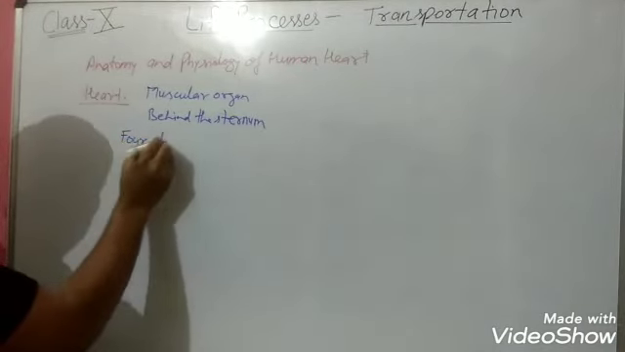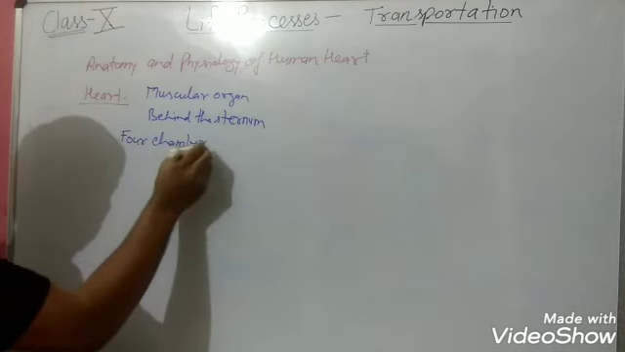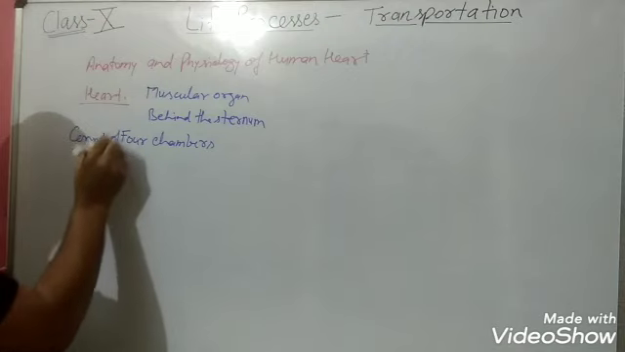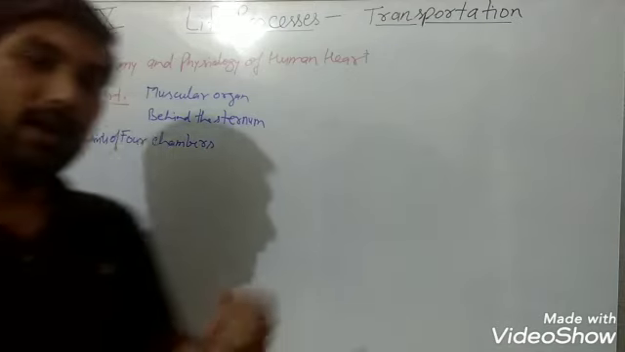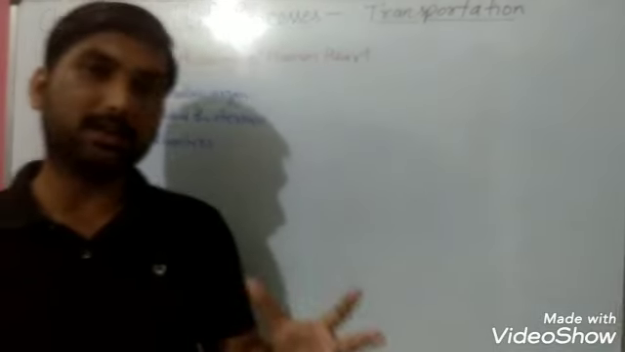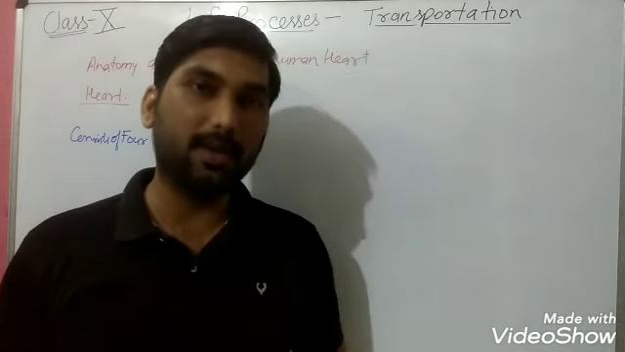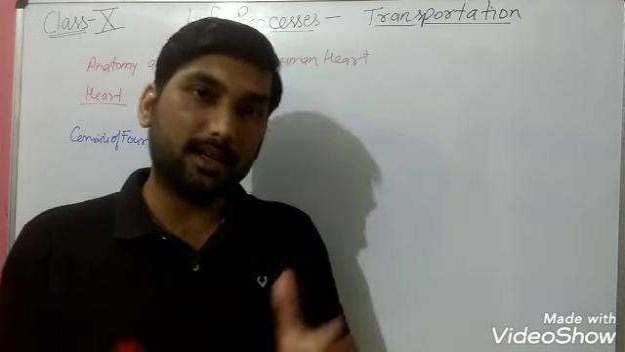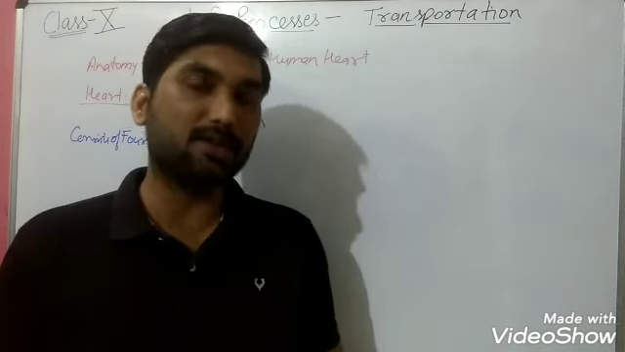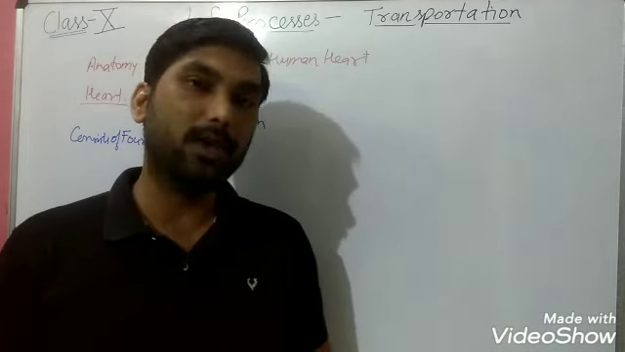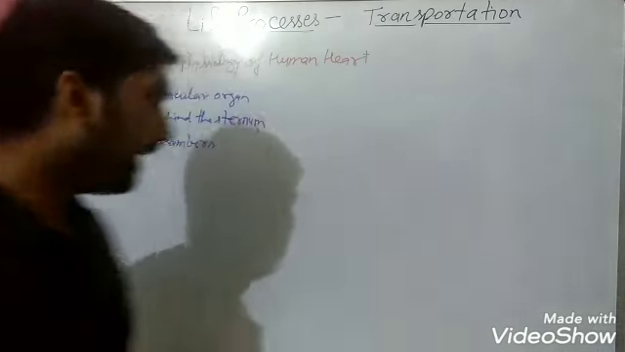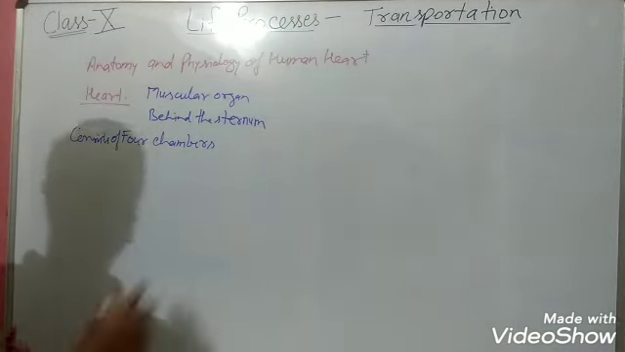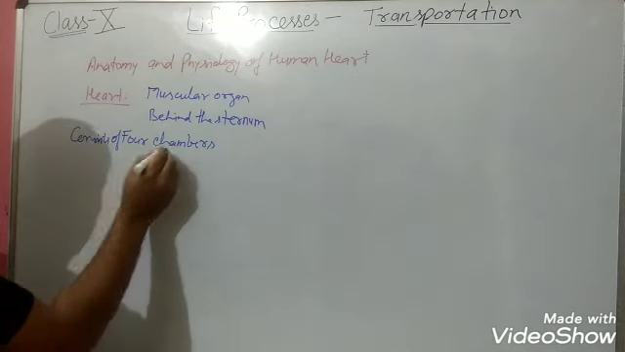When we talk about the anatomy of the heart, you know that the heart consists of four chambers. Birds and mammals all have a four-chambered heart so that the oxygenated and deoxygenated blood cannot mix together, and each part of the body can get oxygenated blood.